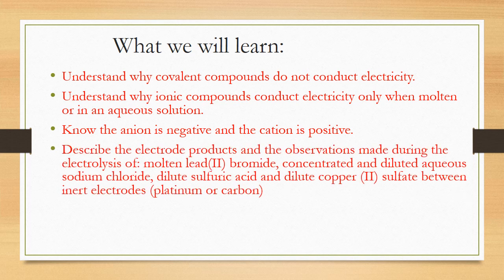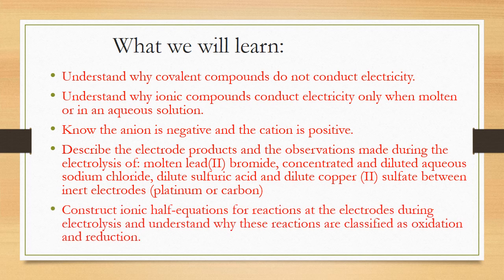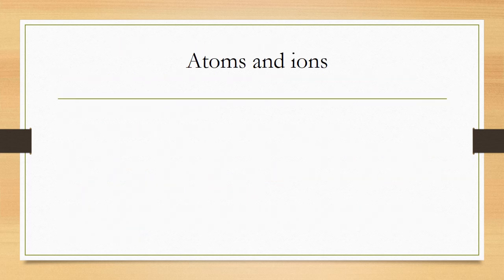Describe the electrode products and the observations made during the electrolysis of molten lead bromide, concentrated and diluted aqueous sodium chloride, dilute sulfuric acid and dilute copper sulfate between two inert electrodes, either platinum or carbon. And finally, construct ionic half equations for the reactions at these electrodes during these particular reactions and classify them as oxidation and reduction.